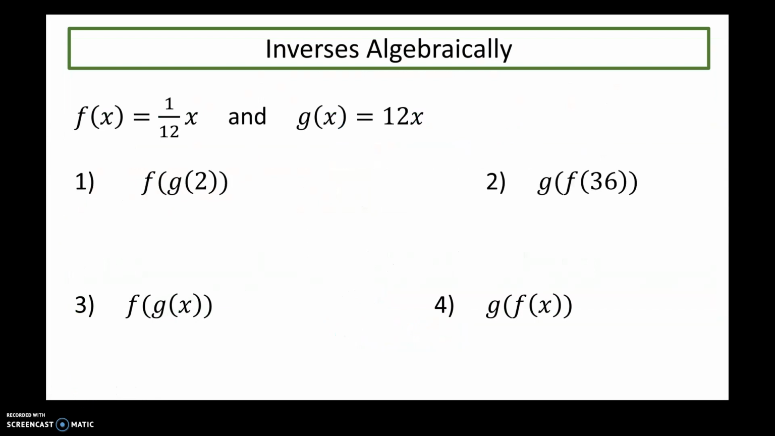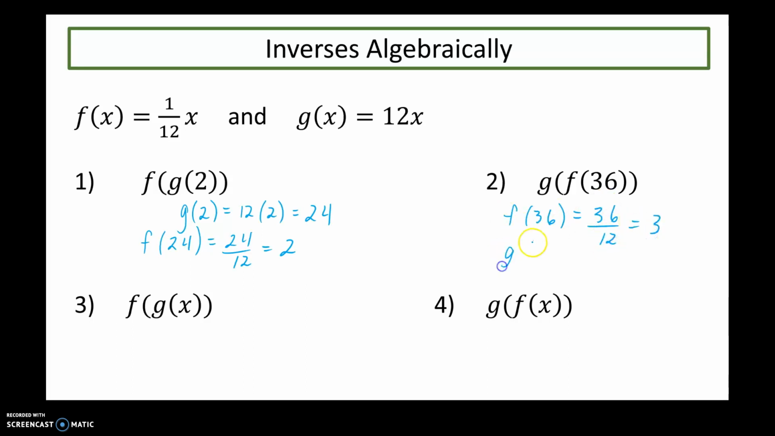All right, inverses algebraically. So let's recall the composition of functions. We work from the inside out. So g of 2 would equal 24. And then when I plug 24 back into f, I get 2. F of 36 would give me 36 divided by 12, which gives me 3. And then g of 3, 12 times 3, would equal 36. So notice the final answer to those compositions relative to the original. X started as my input and it was my final output. In number 2, 36 started as my input and it ended as my final output.